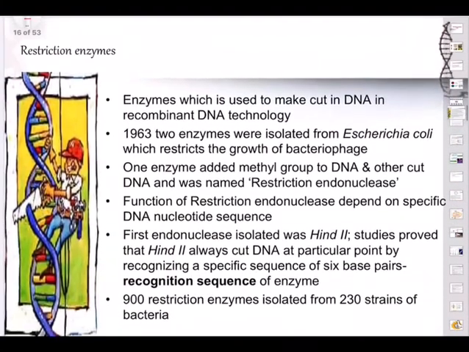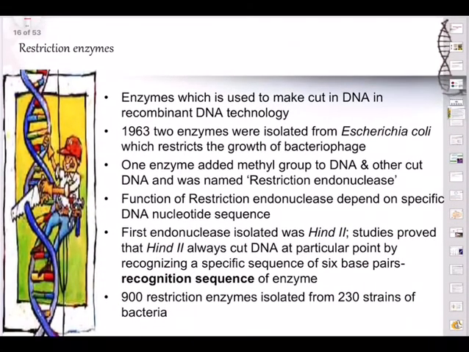The first tool we discussed is restriction enzymes. These are the enzymes which are used to make a cut in DNA. That is the main purpose. What is the purpose of a restriction enzyme? To make a cut in DNA. Of course, as you are seeing in the picture, it's not a scissor with which we can cut. Here it is DNA. Where is DNA?